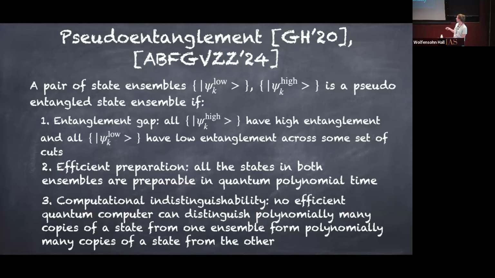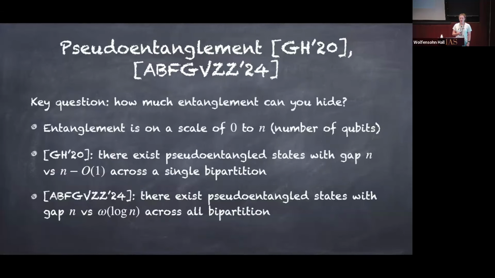So this is closely related to the concept of a pseudo-random state. But it's a new branch of pseudo-randomness that really was inspired by this attempt to study the complexity of the AdS/CFT dictionary. Okay, so we can define pseudo-entangled states, but can we actually construct interesting examples of them? And how much entanglement can we hide?